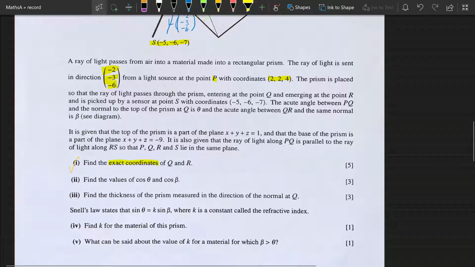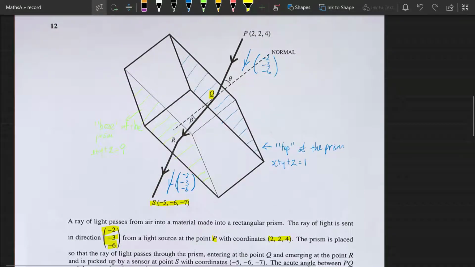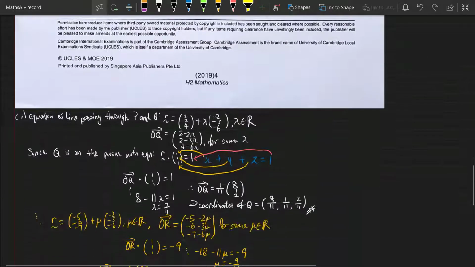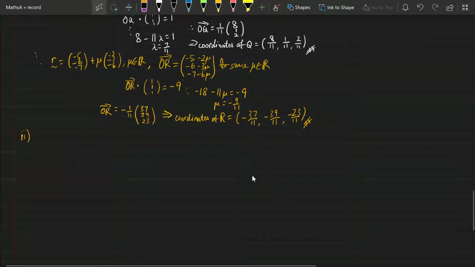Okay, anyway, so cosine theta and cosine beta. Just to recap, theta is over here, right? So now you think about this. This is a direction vector -2, -3, -6, and this normal vector is 1, 1, 1. If you want to find the cosine of the acute angle between two vectors, you simply dot the two vectors together.